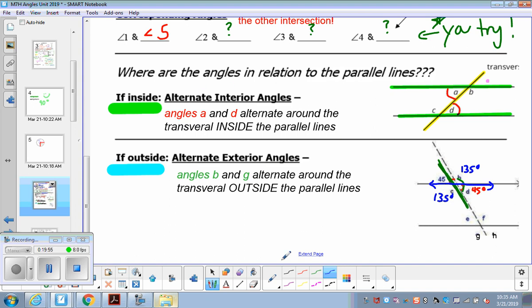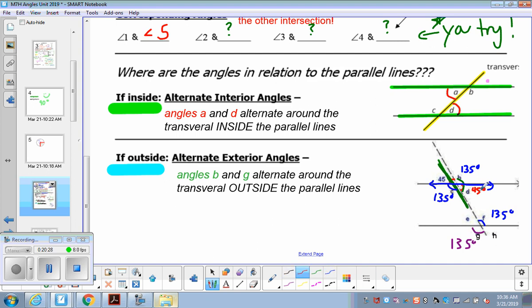Now I'm going to use the alternate interior and exterior stuff. We mentioned earlier that B and G are alternate exterior. So if this is 135, this has to be 135 as well. Now I can also prove it by going from C to F because of alternate interior. C and F are alternate interior, which means F has to be 135. And 135 is vertical to this 135, that little bow tie, so they're the same.